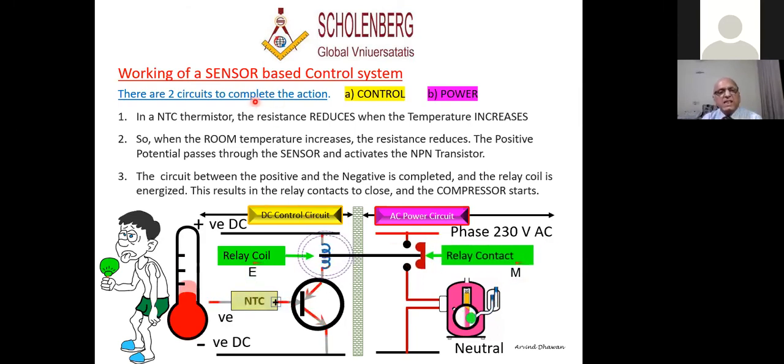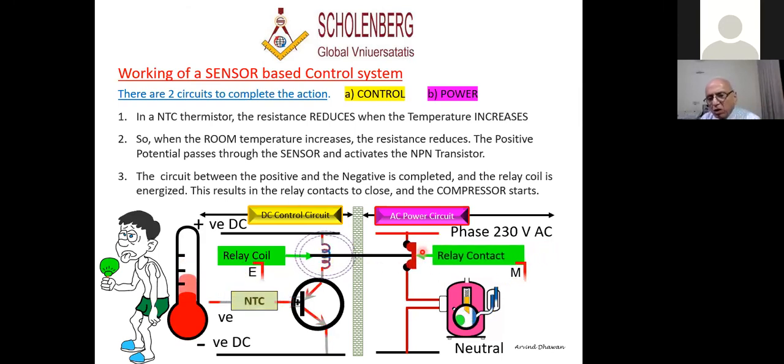So in a sensor-based control system, there are two circuits. One is the control circuit, which you can see here. This is the control circuit. And the second is the power circuit. The power circuit has got nothing to do with the control circuit. The control circuit is just to sense the temperature and energize the relay. That's it. Over.